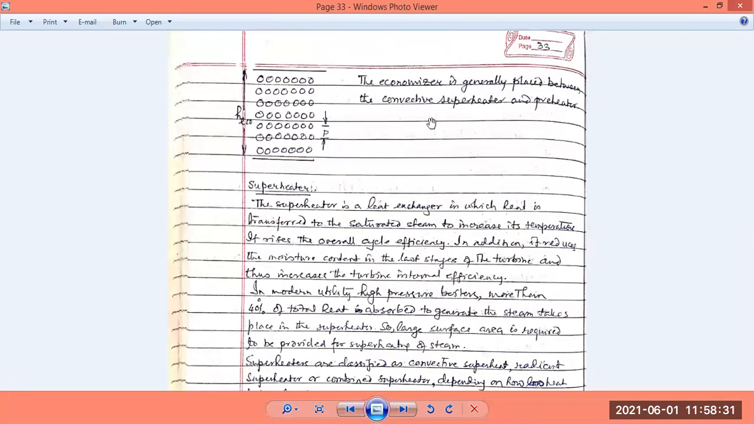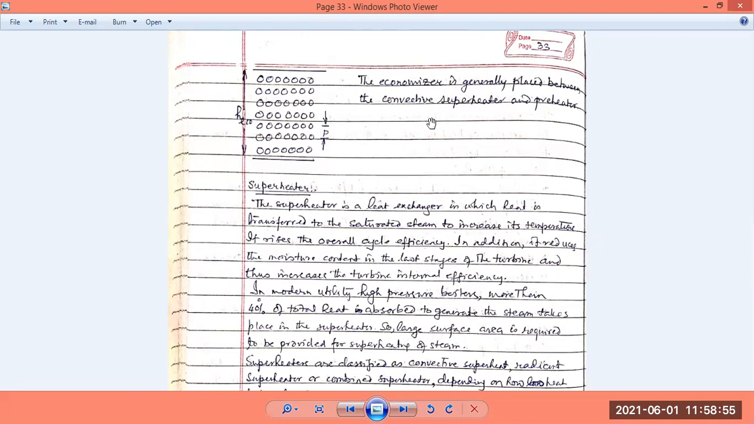The economizer is generally placed between the convective superheater and preheater. So this is the total height, H_eco. This is the pitch between the two rows of the economizer tubes.